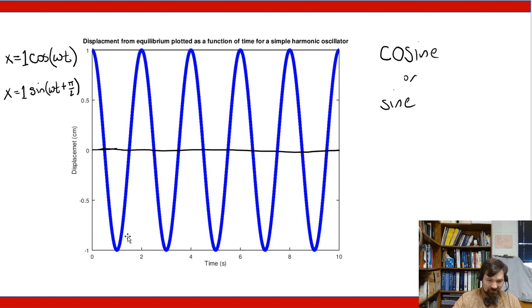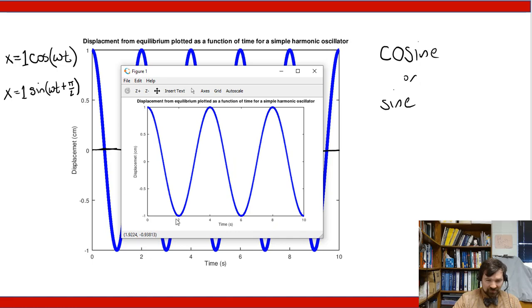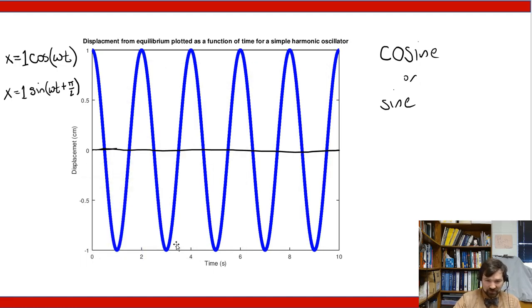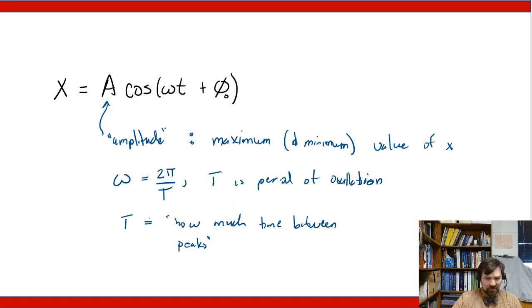Like, here's a trough at 1 second, here's one at 3, here's one at 5, and if I go to the new one, trough at 2, trough at 6, trough at 10. Those are 4 apart. These were 2 apart. Okay? So that's what omega is doing for us.